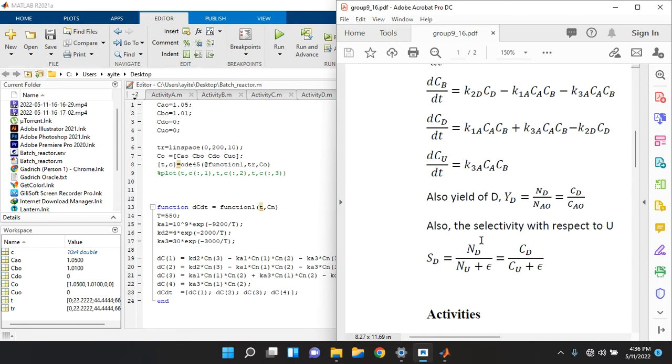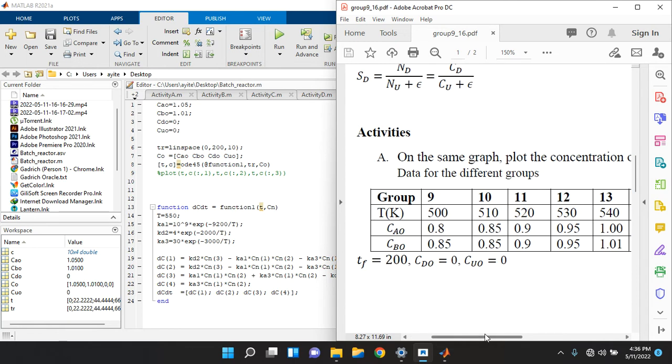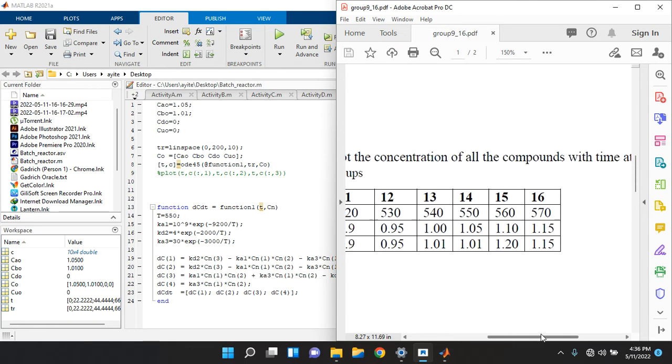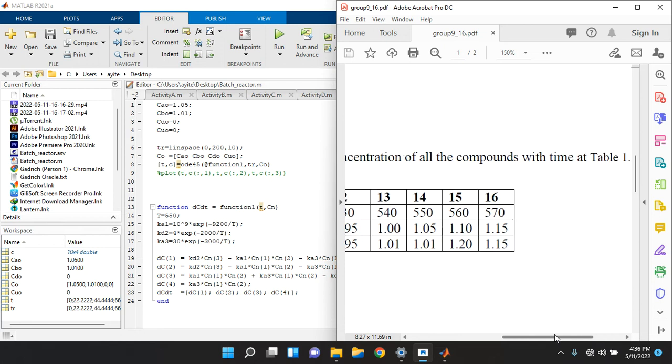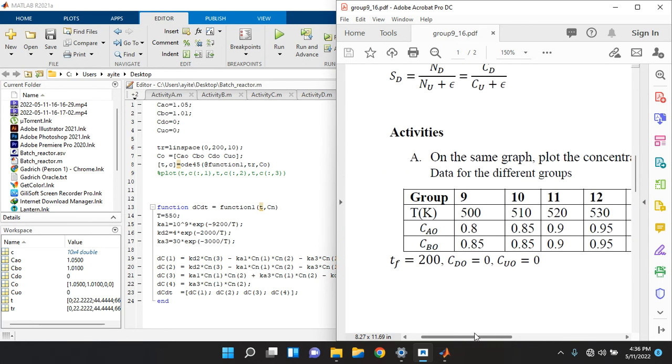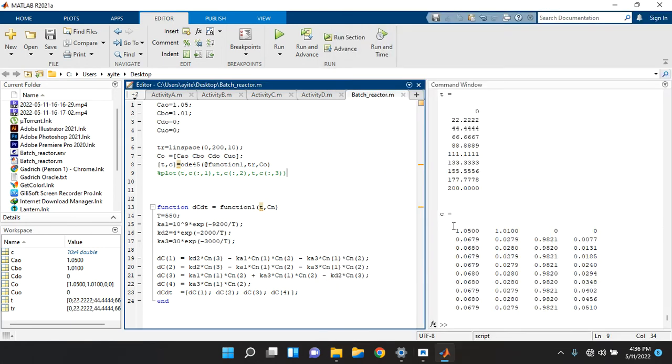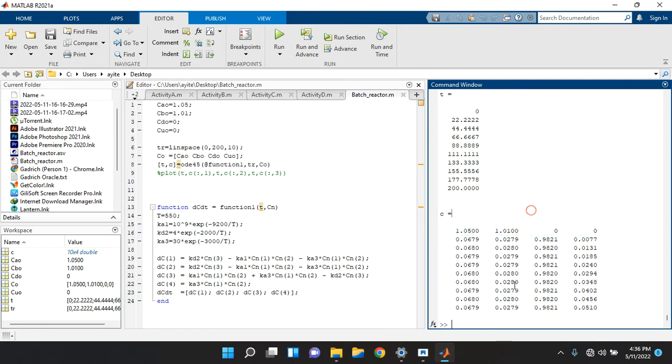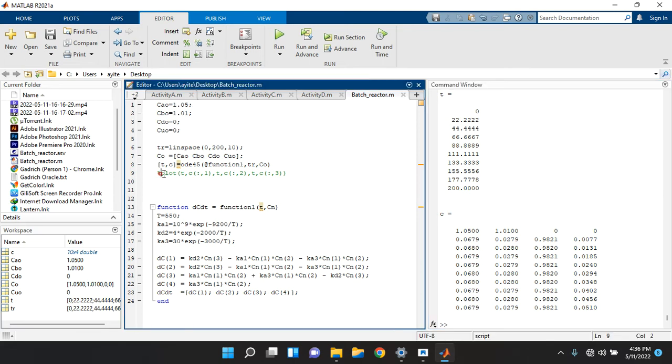Okay, so the question said we should, on the same graph, plot the concentrations of all the compounds with time in table 1. So these concentrations here, we are going to plot all of them against this time. So we are plotting a 2D graph. So this means that the T is for the time output, which is from 0.22 all the way to 200, the 10 divisions that we have, and then comma.